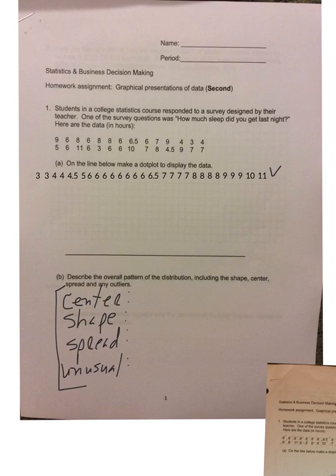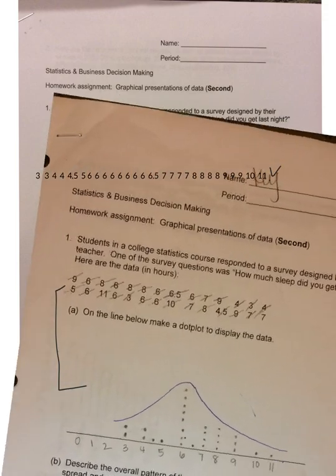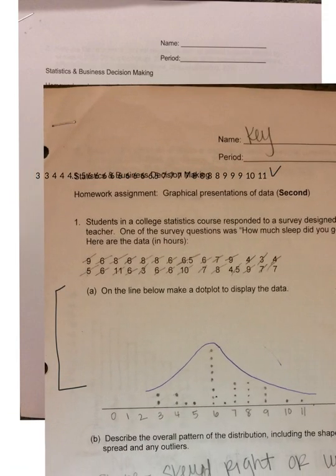Now, what I want you to look at is this right here. All right, let me blow this up a little bit. Now, if you'll notice, when you do the dot plot, make sure that your numbers here are in order and there's nice spacing in between. Okay, now I'm going to go over how to describe it.